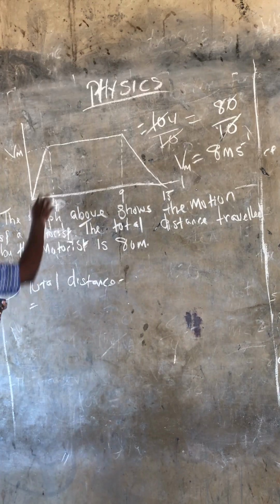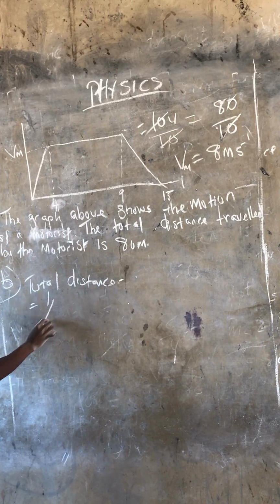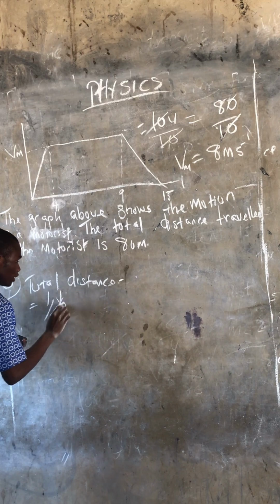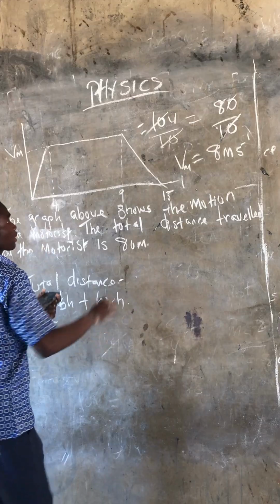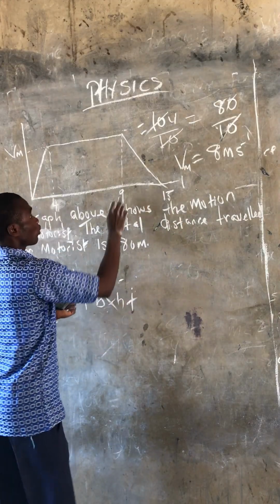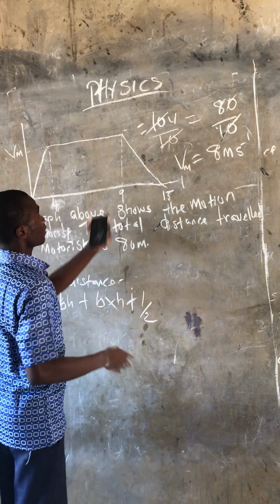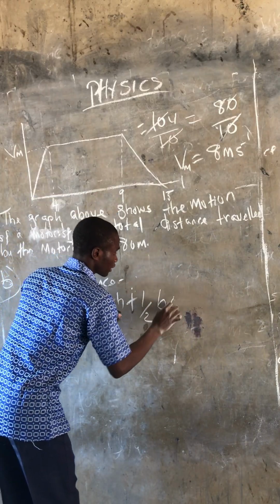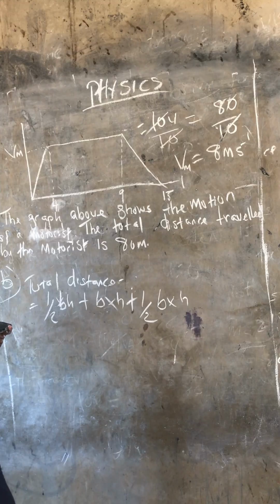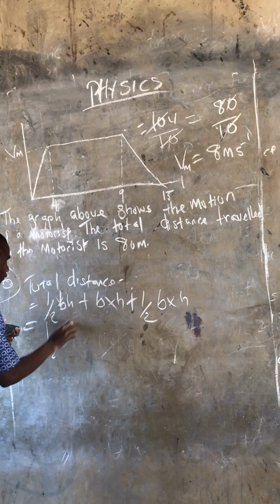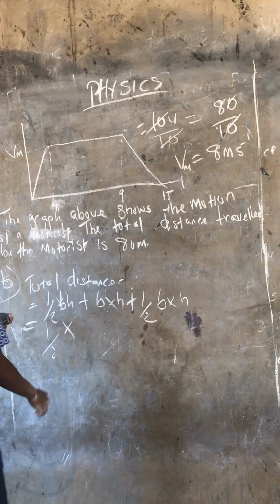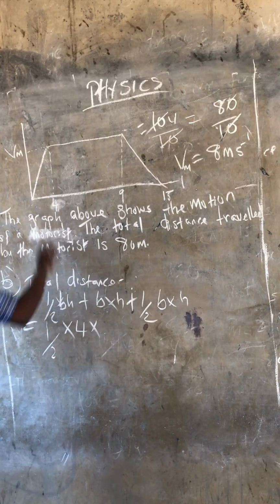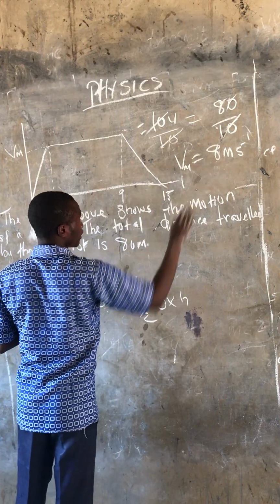is equal to the areas of this: half times base times height, plus base times height, plus half of base times height. So our total distance will be half times our breadth here, which is 4, times our height, which is the maximum speed, 8.